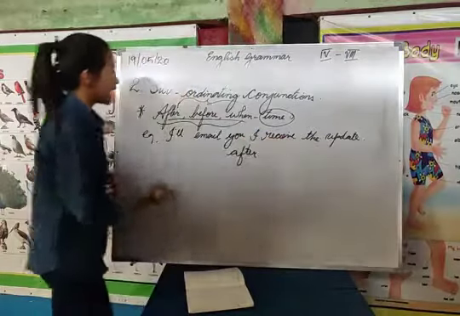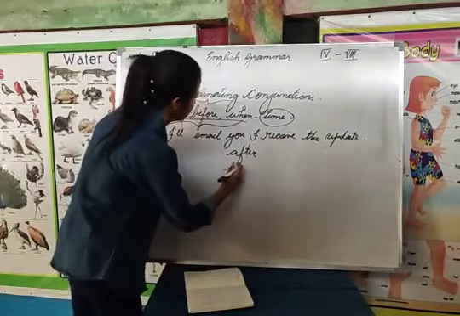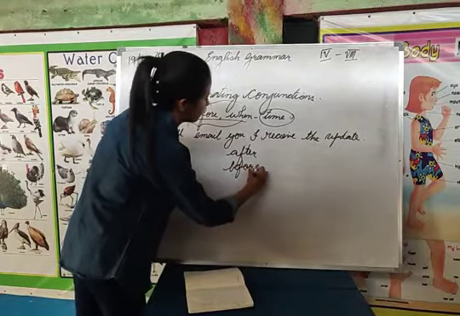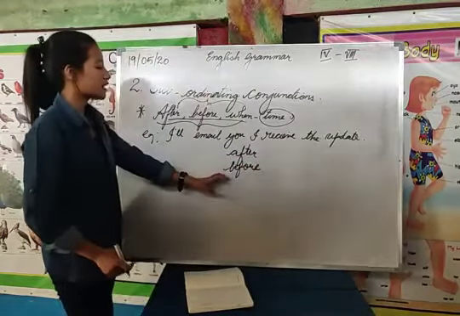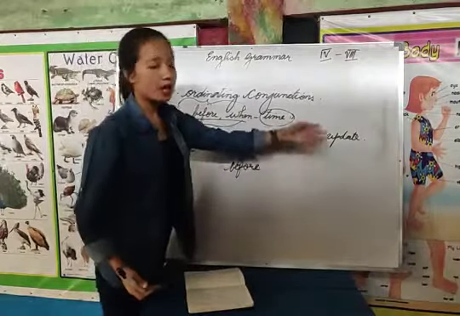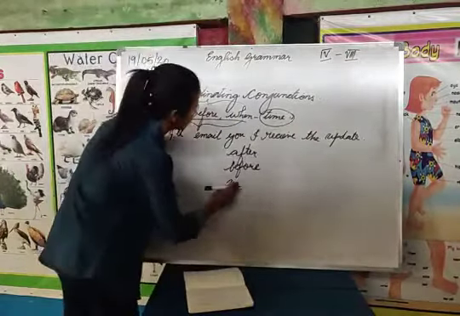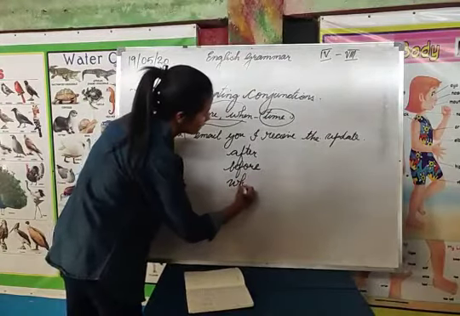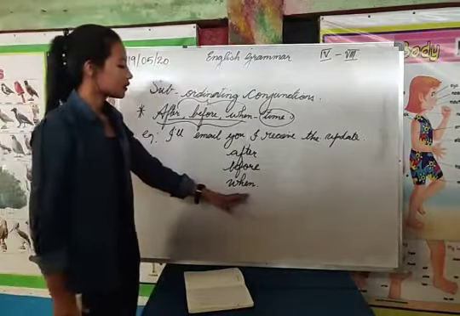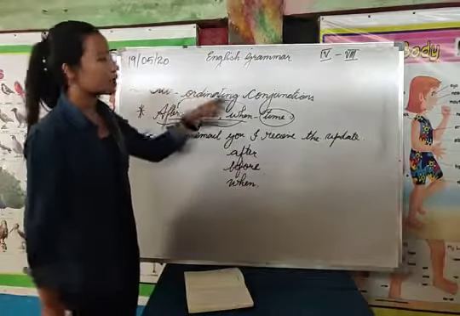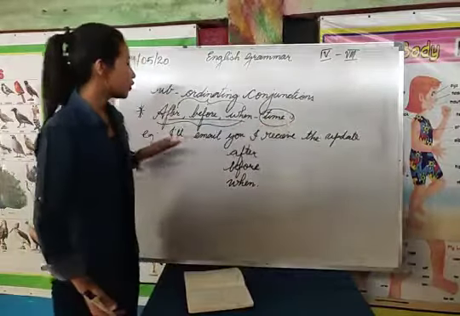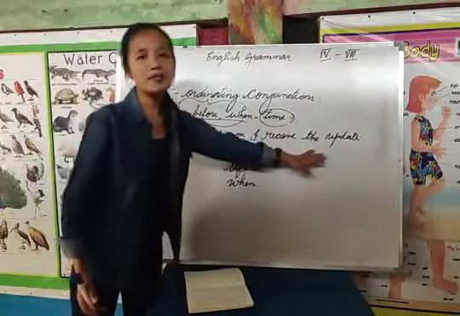Yes or no? And next, before. Before is also the same case. You will email before you receive the update. And when? So when is also a subordinating conjunction that will help you to answer the question about time. So you will email it when you receive the update.